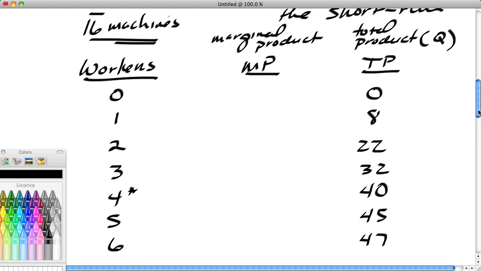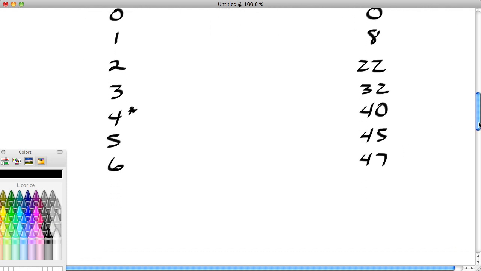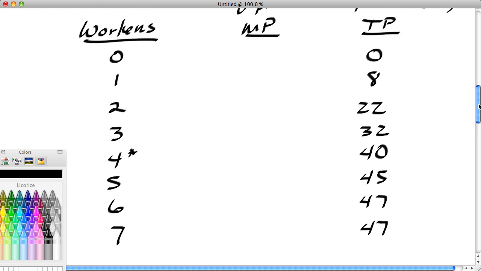22, 32, 40, 45, 47. Actually, if we went 1 more worker, let's do that. We could say this is 47. So actually, when we add the 7th worker, we don't add anything to our output rate. How interesting. Now, we're going to talk about why the total product curve is behaving that way.